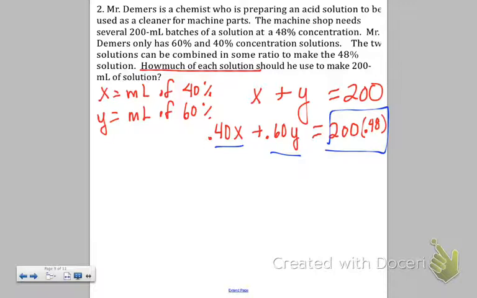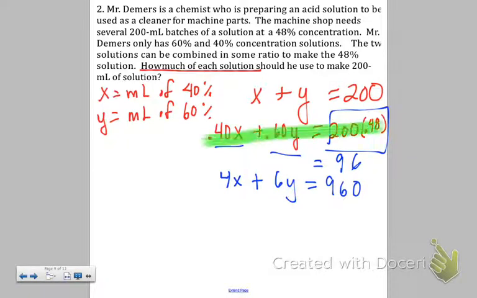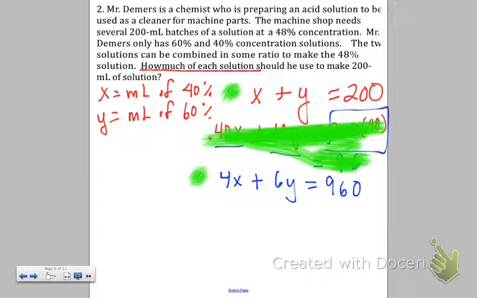For the sake of brevity, I'm not going to actually solve this equation, but you would just use the elimination method. You would simplify this to 96, and then you could multiply the whole thing by 10 and get 4x plus 6y equals 960. So then we no longer need that equation, and with these two equations, you would just multiply the top equation by -4, or -6, and then solve. Of course, you should get positive numbers, because negative numbers wouldn't make sense in this application.